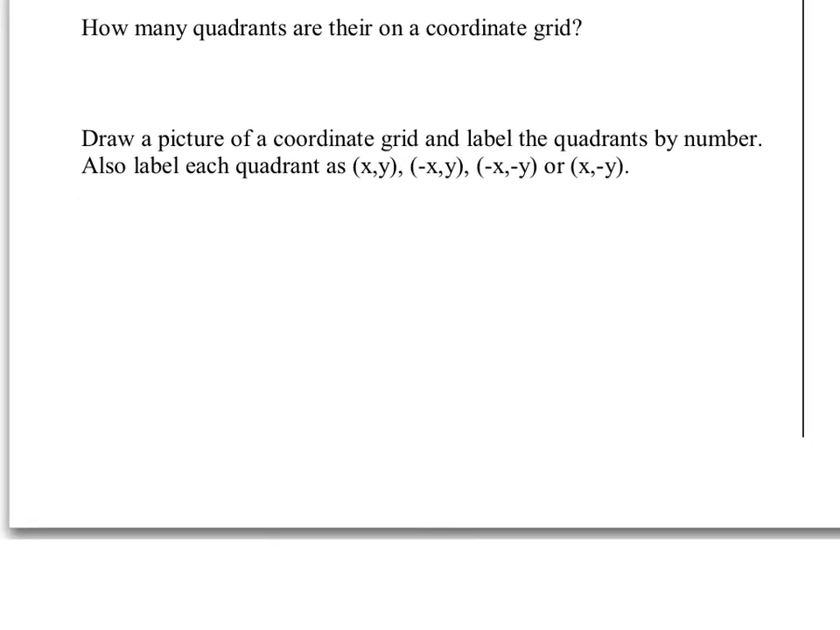And how many quadrants are there on a coordinate grid? Show me with your fingers. How many quadrants on a coordinate grid? Not everybody showing me with your fingers. Fernando, how many quadrants are on a coordinate grid?